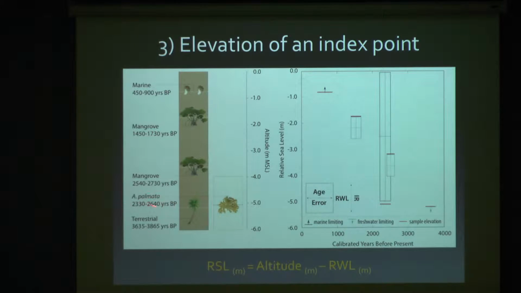Likewise, we have our A. palmata coral indicators, and because these samples form below mean sea level, we subtract off the reference water level to get the position of sea level that it indicates. And then, as I mentioned before, we have our marine and freshwater indicators that delimit the lower and upper position of relative sea level, respectively.